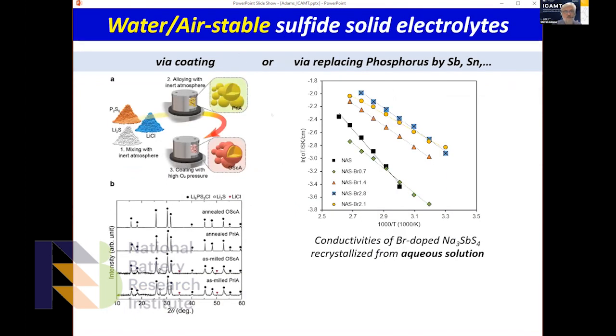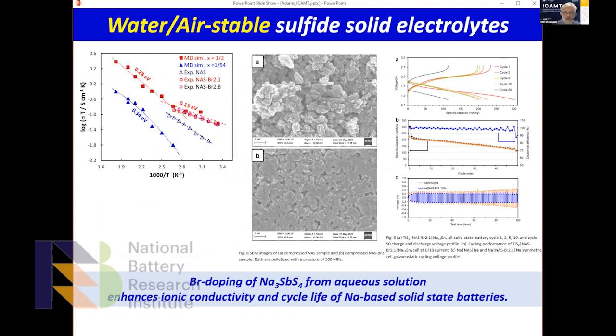We also looked into going to materials that are much less vulnerable to water. So if you have antimony or tin instead of phosphorus, then you can even drop the material into water and recrystallize it from water. But at the same time, it's a little bit heavier. For example, here we have the Na3SbS4, where the antimony is replacing the phosphorus. Then we can make a nice battery, a very good sodium conductor.